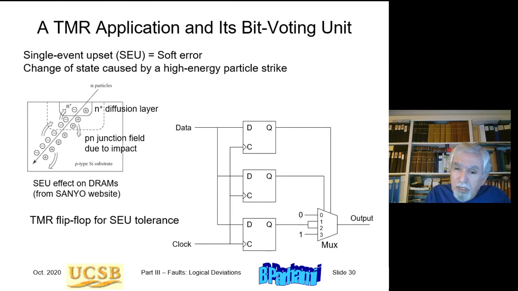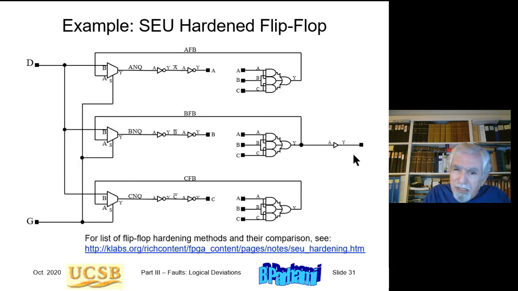Of course, if you're worried about the radiation, it's completely possible that the radiation affects this voter, and therefore the system is not totally protected against radiation. It's protected if radiation affects the flip-flops, but not if it affects the voter. One way around this is to triplicate the voters. So what happens here?